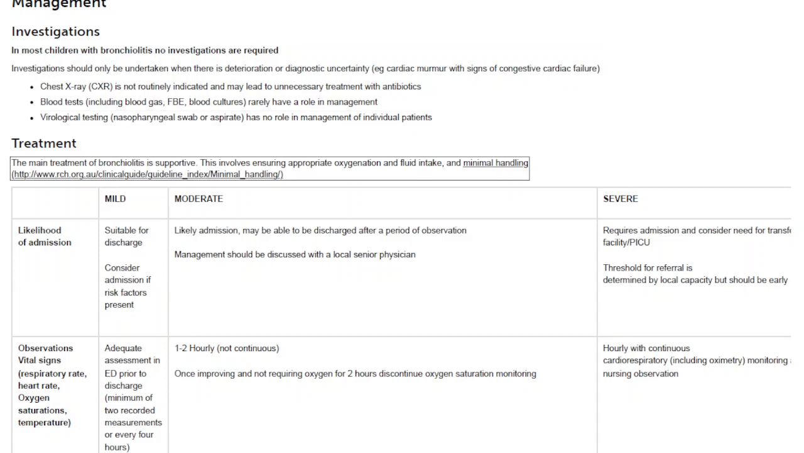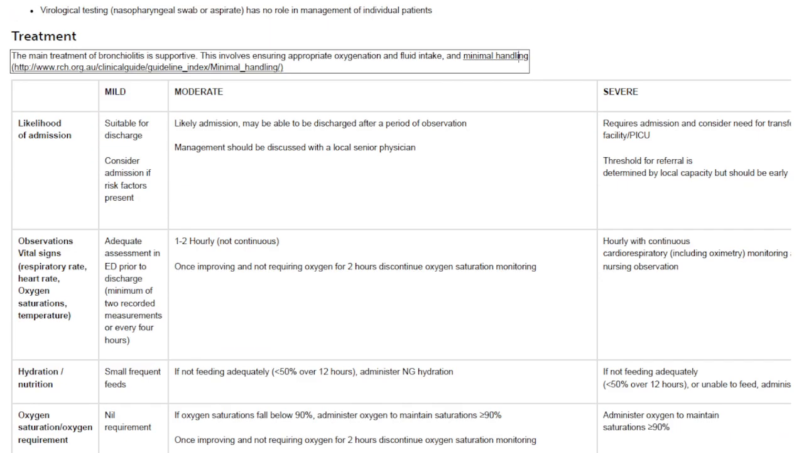Treatment. Mild. Likelihood of admission: suitable for discharge.